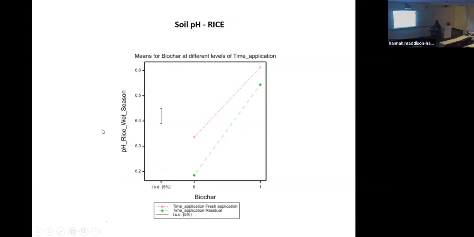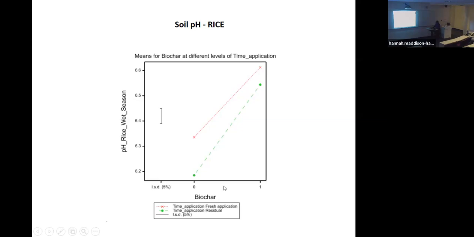Here, in the soil from rice, biochars enormously increased soil pH, from fresh application, that is the red line. By using biochars, it increased soil pH from 6.3 to 6.6. This means that using biochars can help with cation exchange capacity, to make nutrients available for rice.